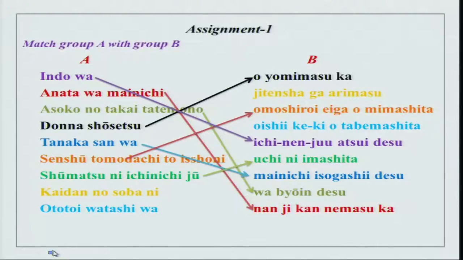Shumatsu ni ichinichi ju uchi ni imashita. Kaidan no soba ni jitensha ga arimasu. Ototoi, watashi wa oishii keiki o tabemashita. So, I hope all of you got it right over here. All your sentences are done properly.